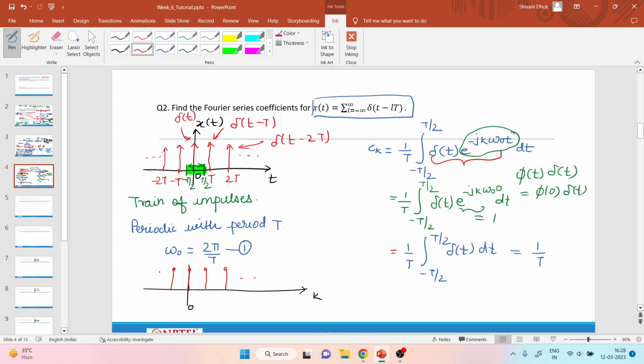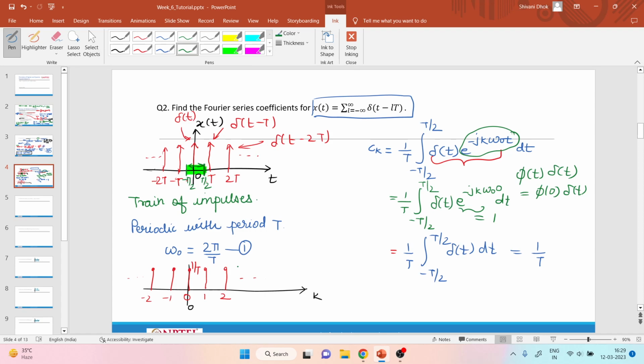Similarly for this also. This will take the magnitude as 1 by T, this is 0, 1, 2, minus 1, minus 2, and so on. So this is how the Fourier series coefficients will look for an impulse train. Any questions? This train of impulses is an important thing. It is used a lot when we go for sampling. So it's better to have a good idea about its Fourier series, its Fourier transform.